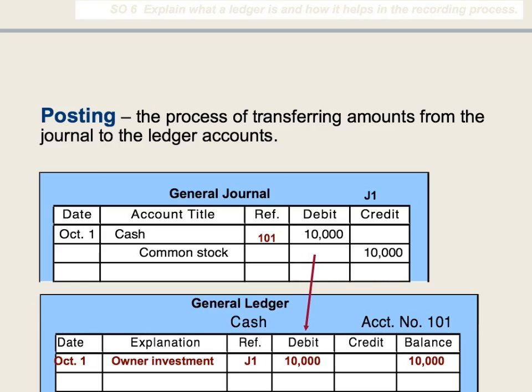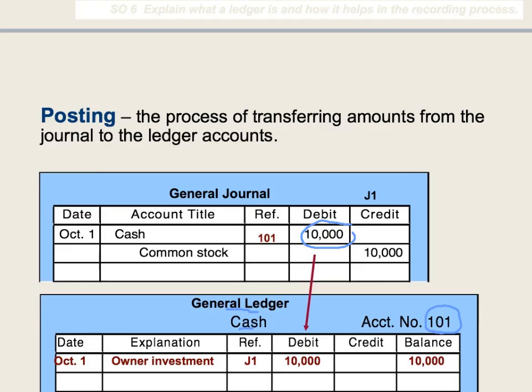So now we take the journal entry that we recorded in the general journal. We said debit cash 10,000. Well, we go to the general ledger, we pull out the account called cash, and it has an account number 101. And in here we record the date of that transaction and the debit. Just as the journal entry said, debit cash 10,000, we're doing that. And we keep an ongoing balance in the outside column, in this case 10,000.